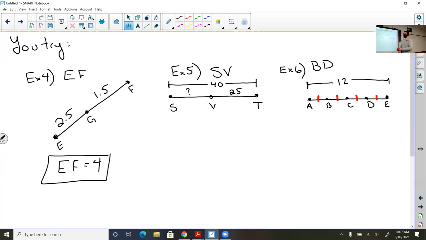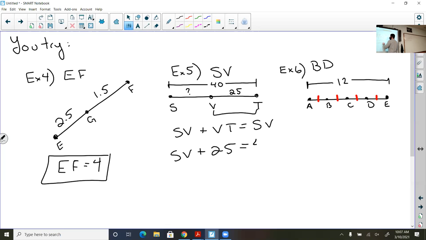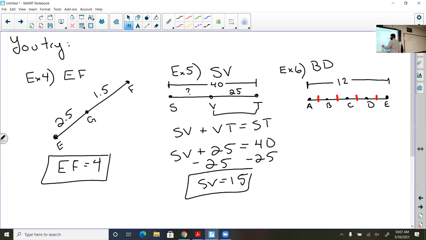Example 5, I want to find SV, so I want to find part of the whole thing. So I can go ahead and say, all right, SV plus VT should equal ST. The information I know, I don't know SV, I do know VT, and I know what ST will equal. One step equation, little mental math. And the part of the whole was 15.